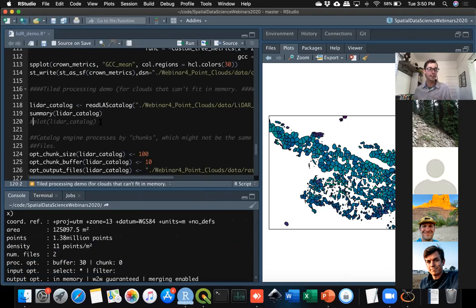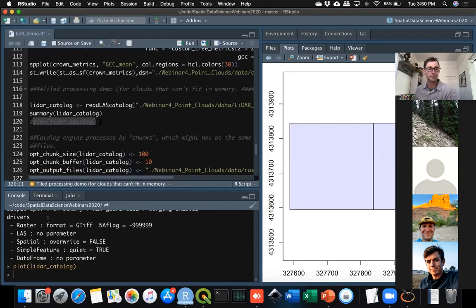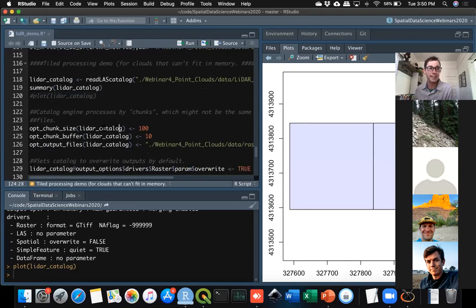And we can plot it to get a sense of what the outlines look like. And this is not a super shocking plot. It just has 2 squares. But here's where the magic happens. You can set up LiDAR to process things not by tile, but rather by chunk. And chunks are arbitrary geometries that you can use to iterate over a given catalog. And they can be larger or smaller than a file itself.